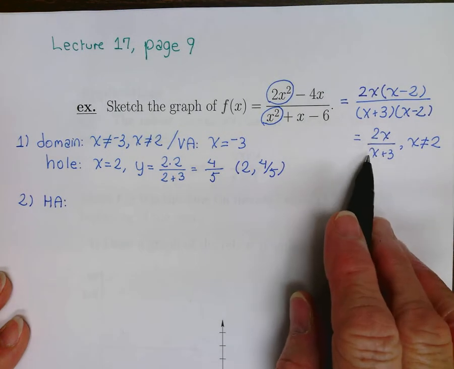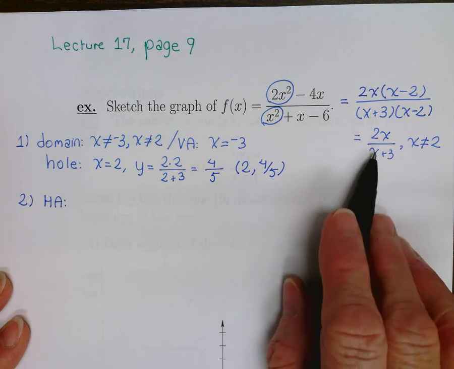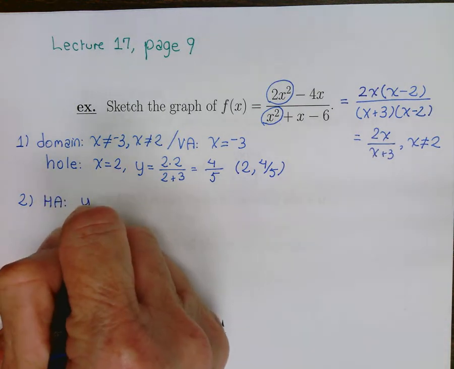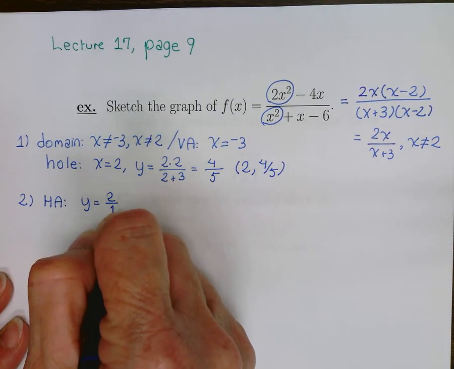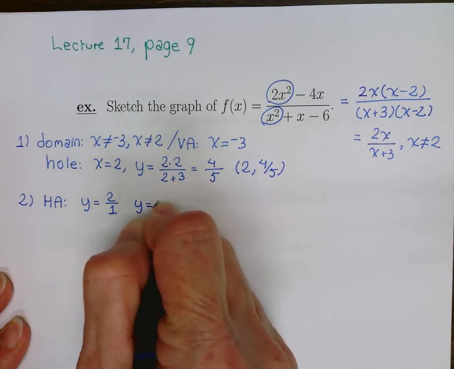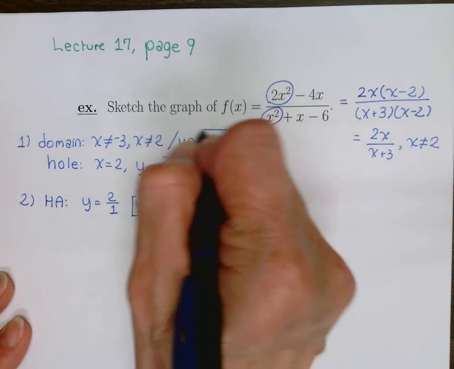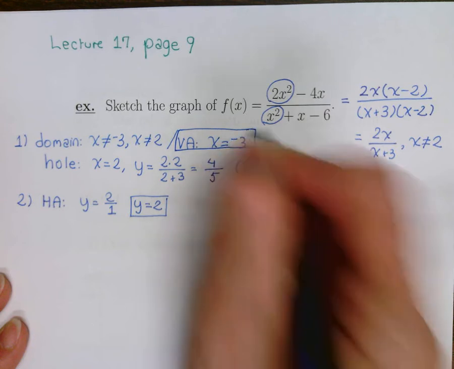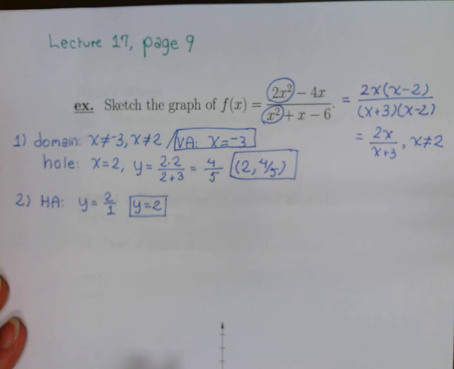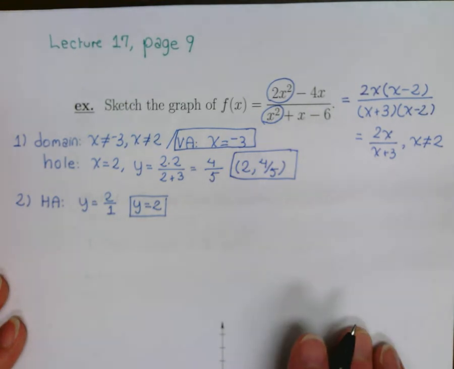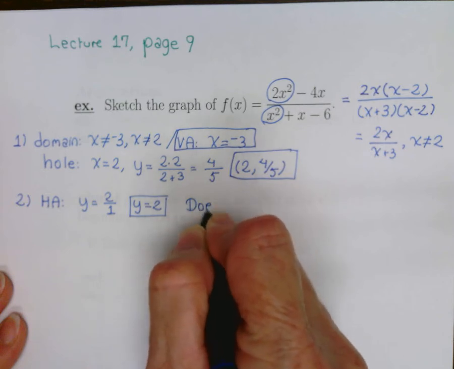And you can look actually in either version, the reduced or not, because we're going to get the same ratio of coefficients, 2 over 1. So we have y equals 2. Okay, vertical asymptote is x equals -3, and our hole is at (2, 4/5). So all of these are going to be significant when we graph. All right, what do we want to know? Does it cross the horizontal asymptote?